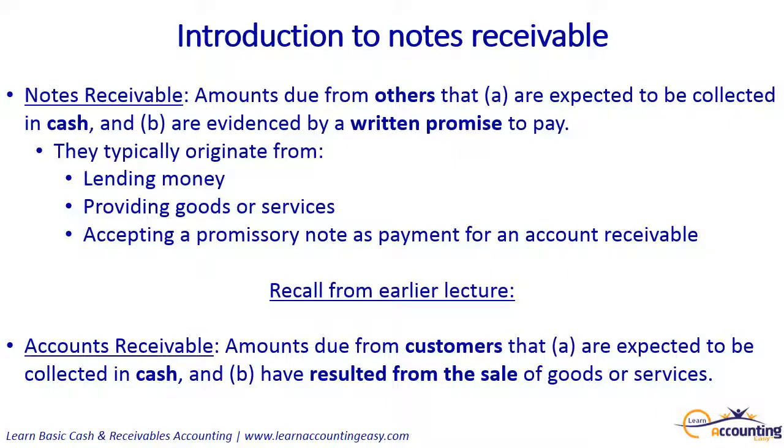Another thing about notes receivable that is unique and distinct from accounts receivable is that with notes receivable, there is a written promise to pay, also called a promissory note. So these are some differences, but the main similarity is that both notes receivable and accounts receivable are expected to be collected in cash. And also with notes receivable, we can see that they typically originate from either lending money to someone or an entity, or providing goods and services, just like with accounts receivable, or we could get a note receivable from accepting a promissory note as payment for an account receivable.